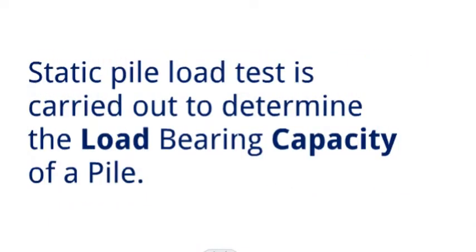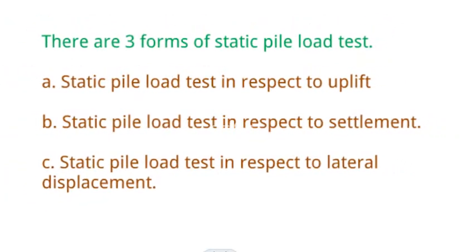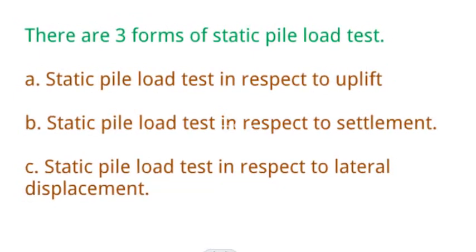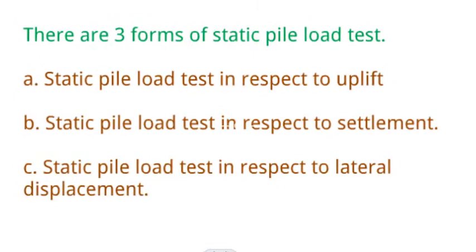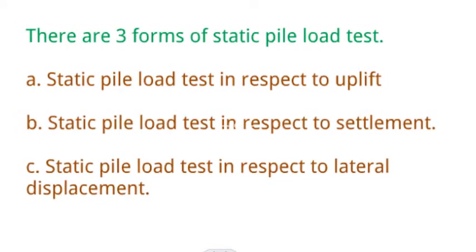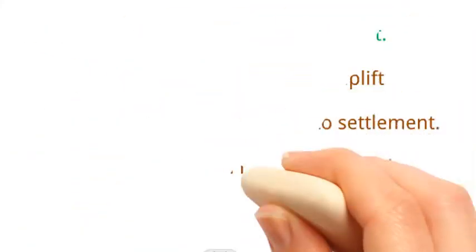For the static pile load test, it is carried out to determine the bearing load capacity of a pile. We want to test how much load the pile can bear. There are 3 approaches of testing the bearing load capacity of a pile using a static pile load test. We have the static pile load test in respect to the upward uplift, in respect to the downward settlement, and in respect to the lateral displacement.